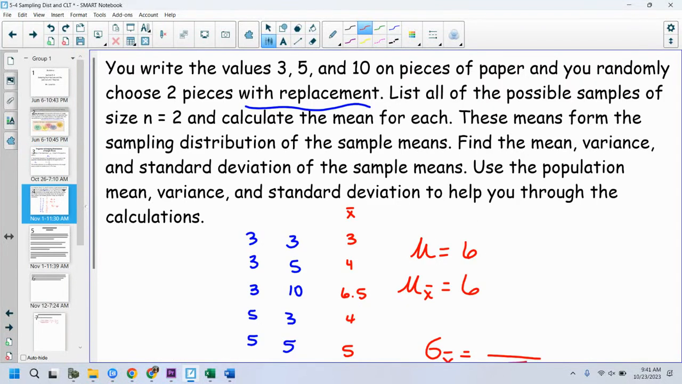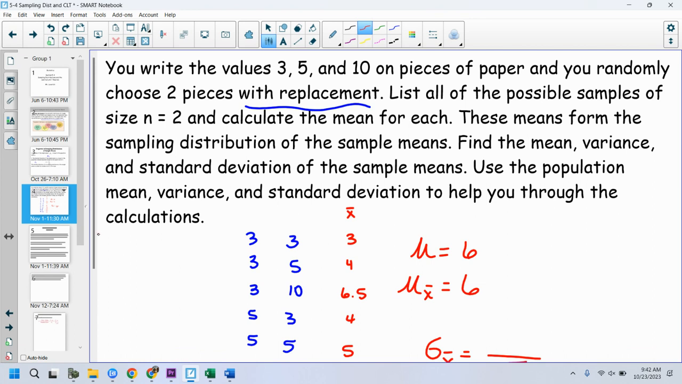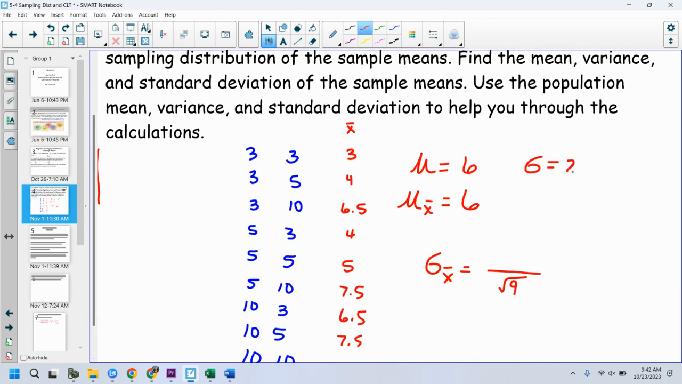Well, what's the population standard deviation? I've got 3, 5, and 10. That's pretty easy to calculate. It's x minus mu squared, and I want to sum all of that up. So in this case, I'm going to take 3 minus 6 squared plus 5 minus 6 squared plus 10 minus 6 squared. I'm going to add those all up, and I'm going to divide that by n. In this case, there's 3 of them. So I've got 8.6 repeating. That's my variance of 3, 5, and 10. And then when I square root that, this is the standard deviation of 3, 5, and 10: 2.94. So the original sigma was 2.94.